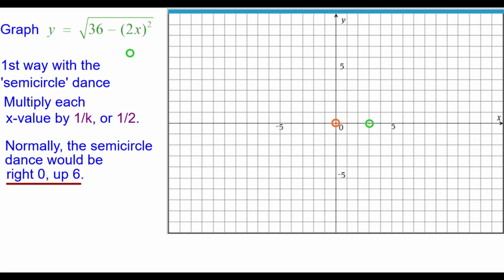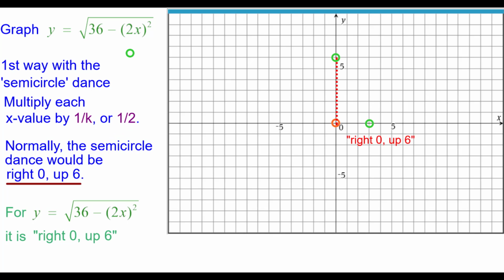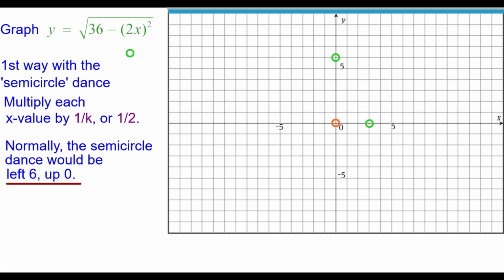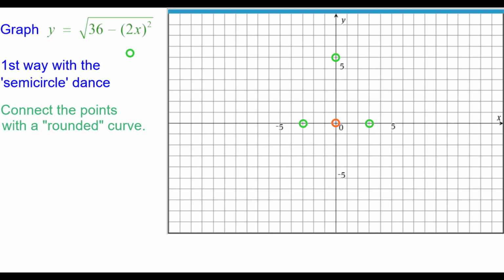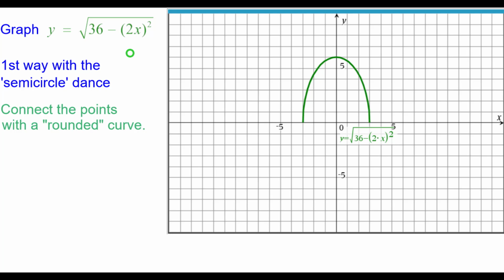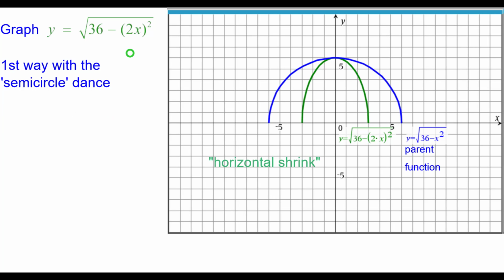Normally the next step would be right 0 up 6. And here it is the same, stays at right 0 up 6, because 1/2 of 0 is 0. Again, the y-coordinate is unchanged. And normally it's left 6 up 0, but 1/2 of 6 is going to be 3, so it's left 3 up 0. So here are our points, and we need to connect them with a rounded curve that won't be a semicircle, but it is a rounded curve. And comparing that to the parent function, you can see that this is a horizontal shrink.